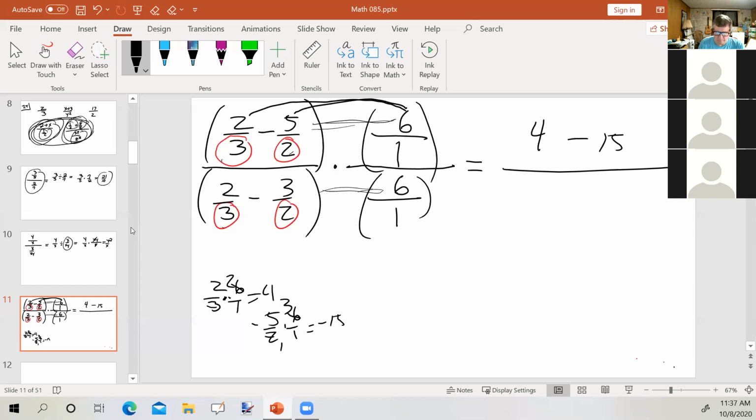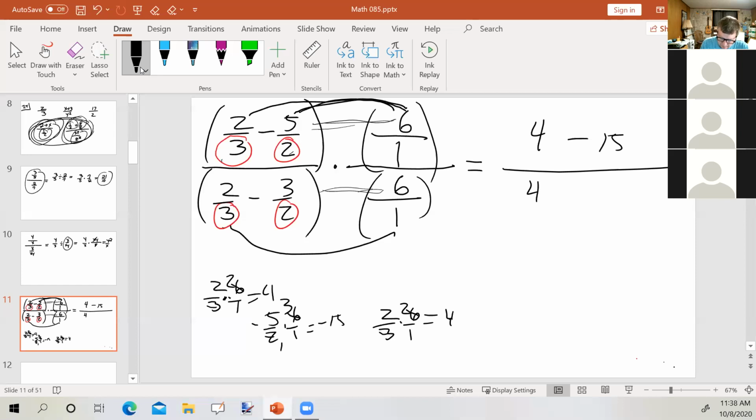Everybody okay? How did you get 15? Sorry. I took -5/2 times 6 over 1. That 6 over 2 is 3 over 1. Okay, all righty. Not a problem. Now I'm going to take 2/3 times 6 over 1, which again is 4, just like the numerator.